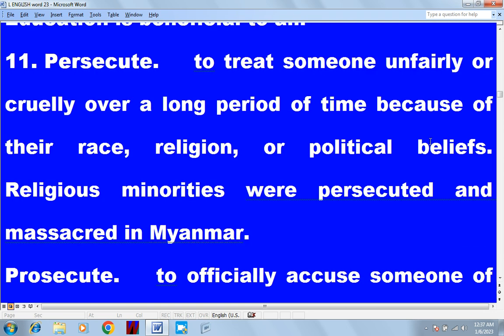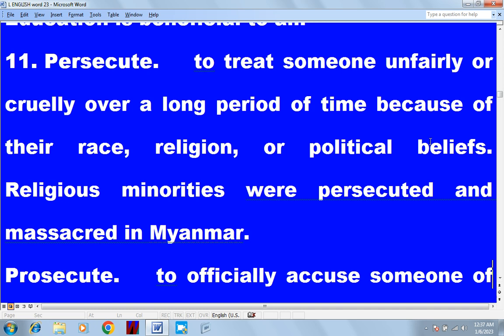Number 11, persecute, P-E-R-S-E-C-U-T-E, persecute, to treat someone unfairly or cruelly over a long period of time because of their race, religion, or political belief. Religious minorities were persecuted and massacred or killed in Myanmar.